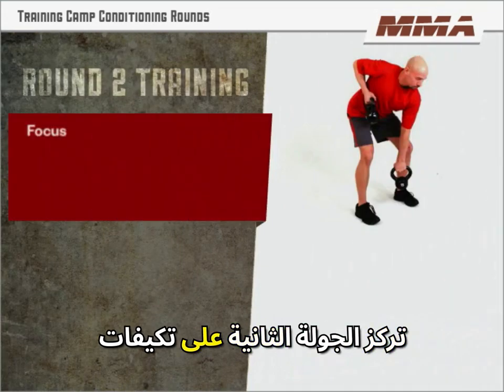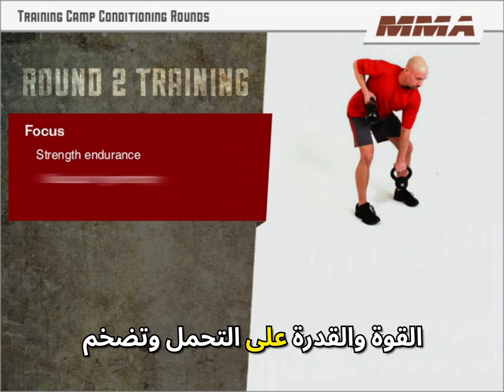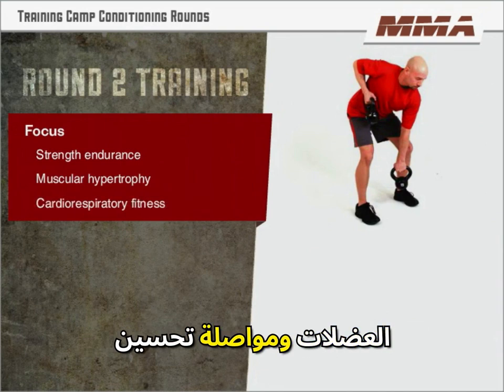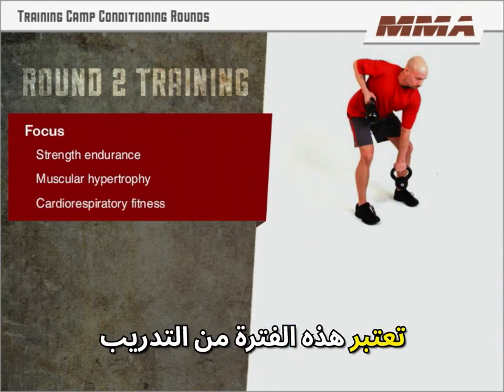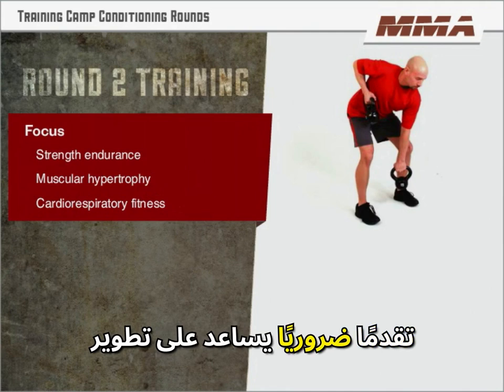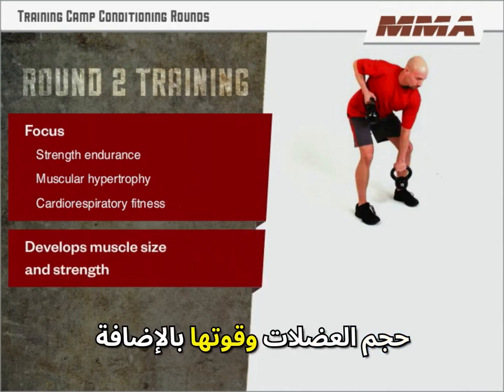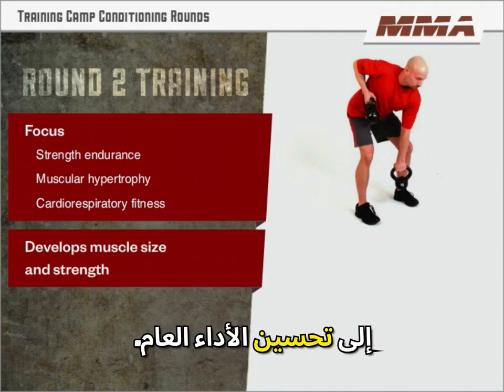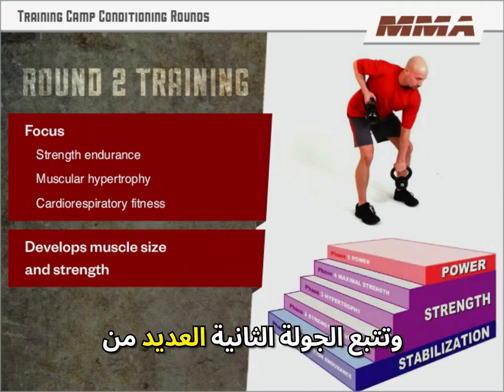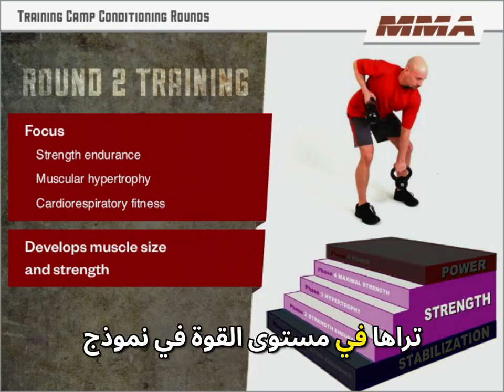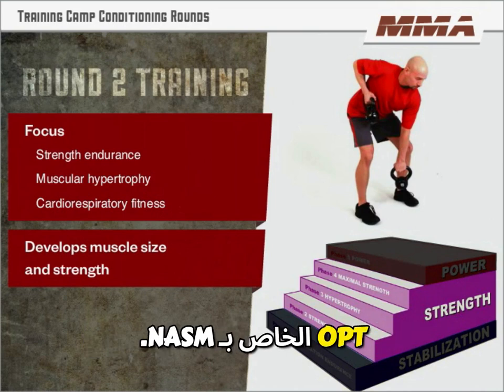Round 2 focuses on the adaptations of strength endurance, muscular hypertrophy, and continuing to improve cardio fitness. This period of training is a necessary progression that helps develop muscle size and strength, as well as improve overall performance. Round 2 follows many of the same training strategies that you see in the strength level of NASM's OPT model.